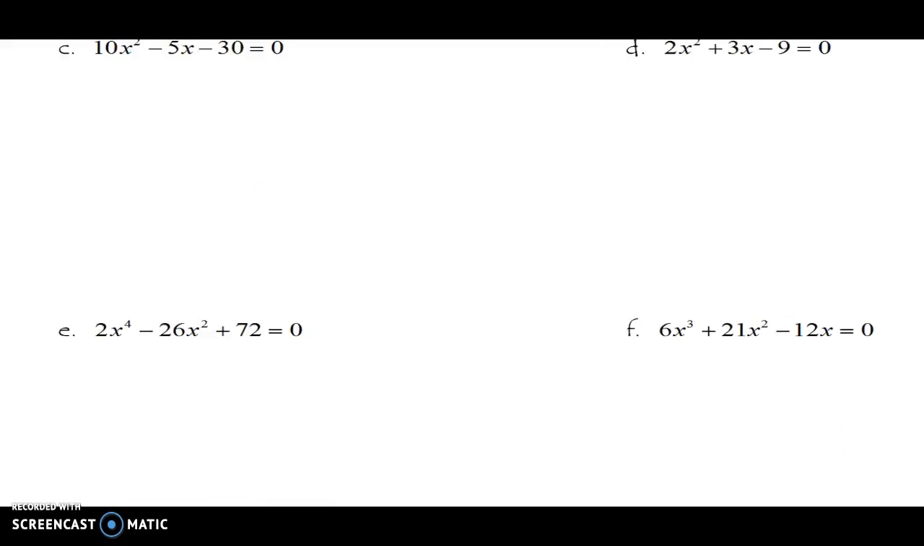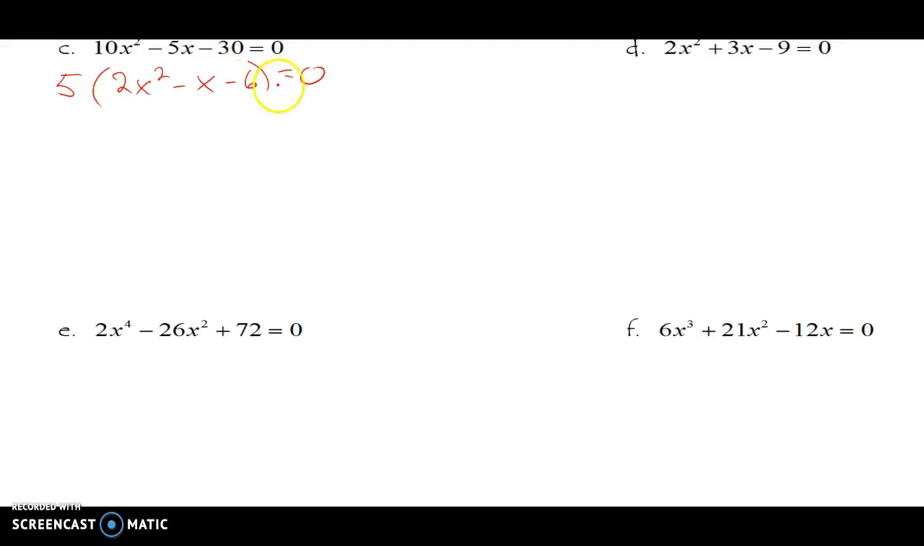All right, let's do a couple of these from start to finish. This first one we're going to look at is 10x squared minus 5x minus 30 equals 0. So we want to factor, split, solve. Always look for a GCF first. I notice that 10, 5, and 30 are all divisible by 5, so I'm going to factor out that 5. That will leave me with 2x squared minus x minus 6 equals 0.